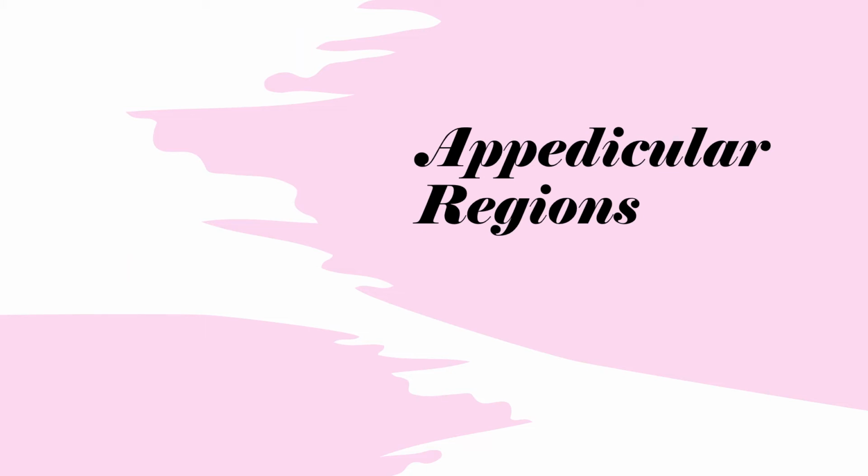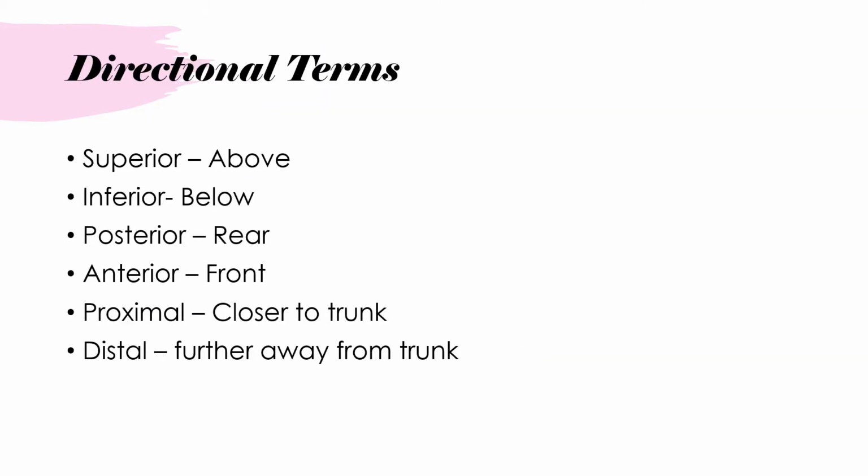Appendicular regions are going to be the next region we discuss. Those are going to be the arms, the legs, the feet, the hands. You're also going to need to know these directional terms. Superior, which is above, so you would say the head is superior to the abdomen. Inferior, which is below, so the abdomen is inferior to the head.